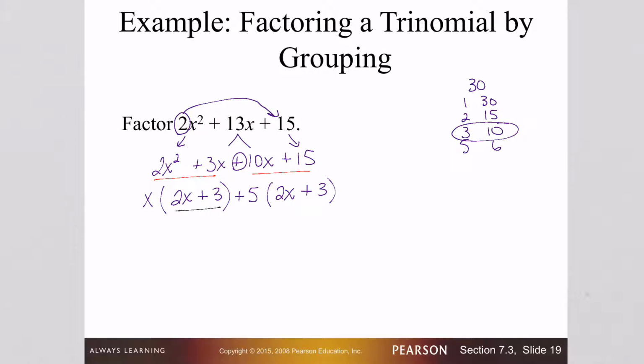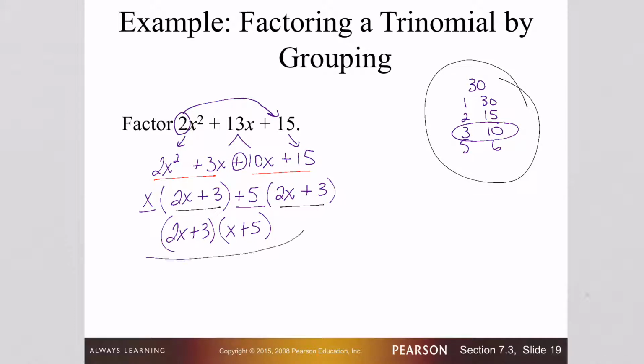Again, this has to match this. If it doesn't, you've either done something wrong, or it's not factorable, or you chose the wrong pair over there. Okay, so let's factor out our 2x plus 3's, and then what's left over is x plus 5. Don't forget to put parentheses around this stuff. If you don't put parentheses around both those pairs, then it actually would never distribute correctly. So make sure you put your parentheses.